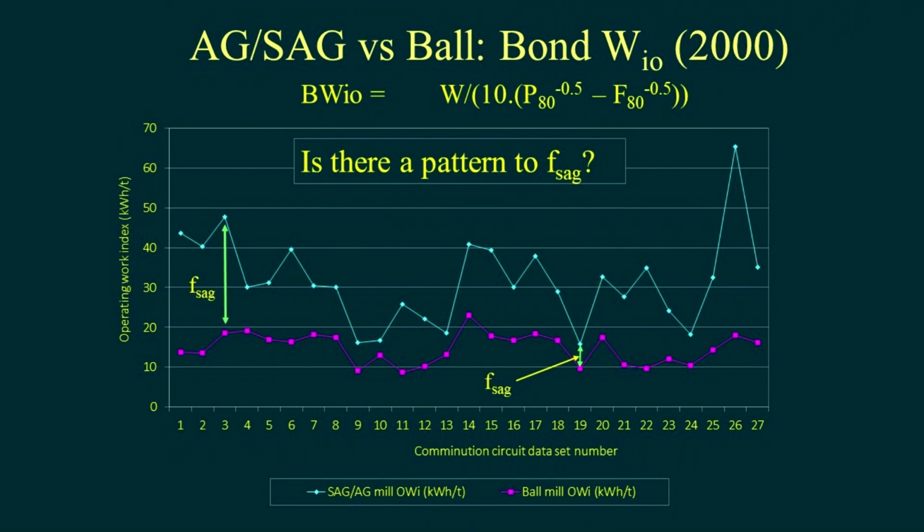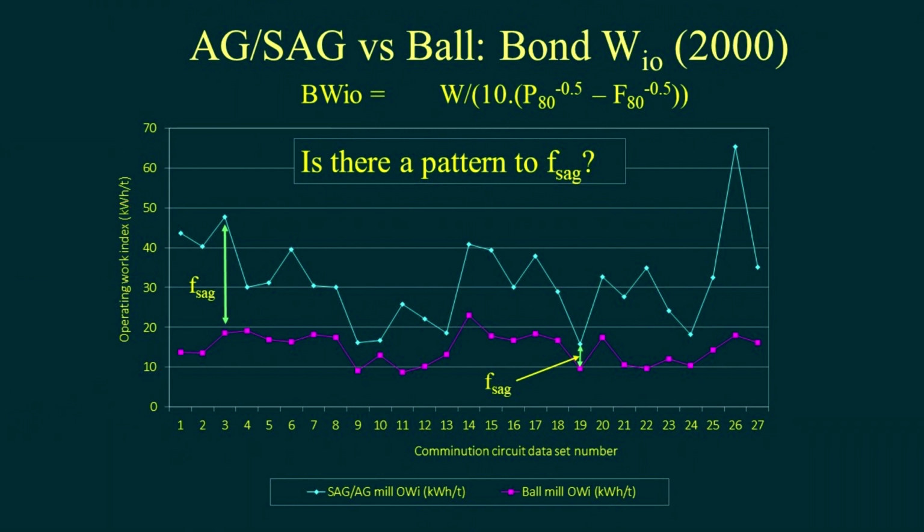And then when you put that into the equation, this Bond operating work index is a measure of the efficiency of the circuit. I calculated it for the SAG mill circuit, which is what these blue dots are, and I calculated it for the ball mill circuits. Now, I've joined all these dots here.